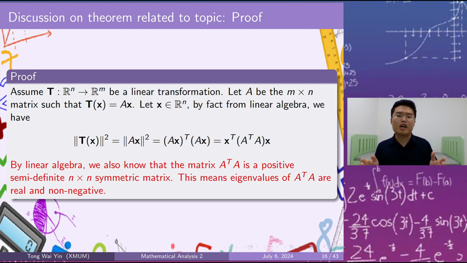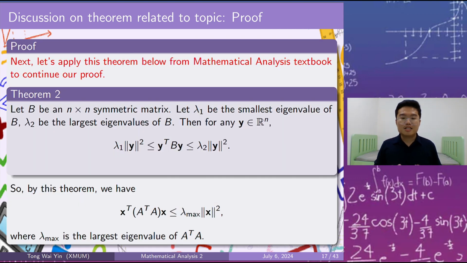By linear algebra, we also know that the matrix A transpose times A is a positive semi-definite n times n symmetric matrix. This means the eigenvalues of A transpose times A are real and also non-negative. Next, let's apply this theorem from our maths analysis textbook to continue our proof.